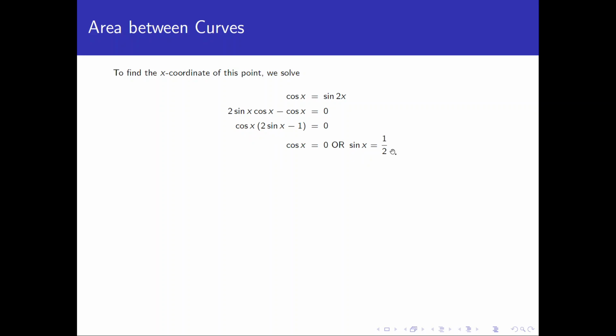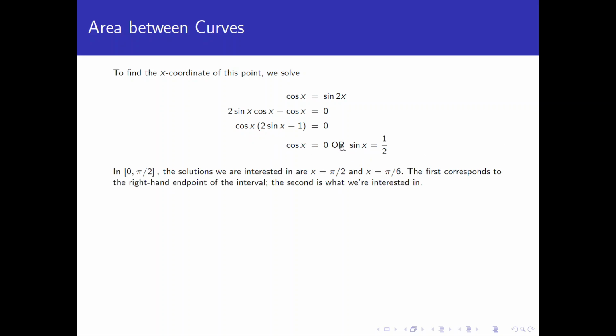Now, of course, we know from our study of solving trig equations, these two would have infinitely many solutions. However, we really only want the solutions that are in the interval from 0 to pi over 2. So this first one is going to give you a solution of x equals pi over 2, which was the right-hand endpoint. It's also where those two graphs came together at that right-hand endpoint. The one we're really interested in is where the sine is equal to 1/2 in this interval, and that happens at pi over 6. So it's that second one where we're going to look at splitting our integral into two pieces. One will go from 0 to pi over 6, and the other will go from pi over 6 to pi over 2.